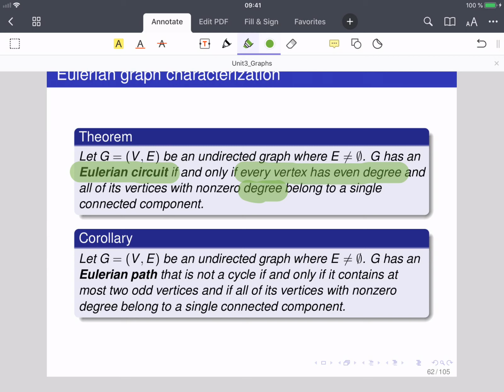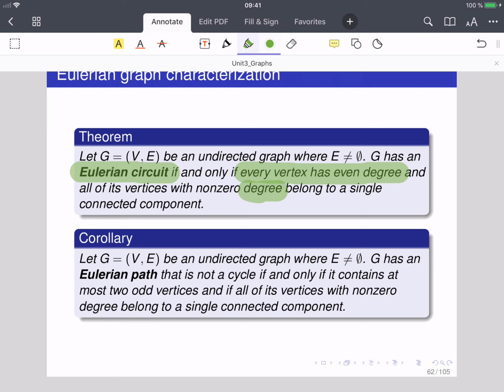Another way of saying this result, which is what we will use in practice most of the times, is that if we have a connected graph, then we have a cycle that uses all the edges once and only once, if and only if all the vertices in the graph have even degree. So that's what we need to check. So this is the first result.